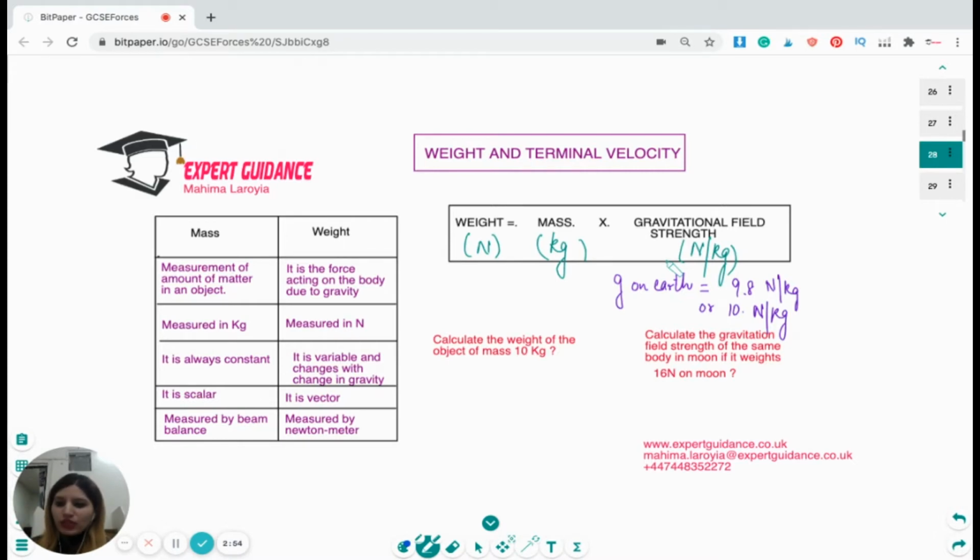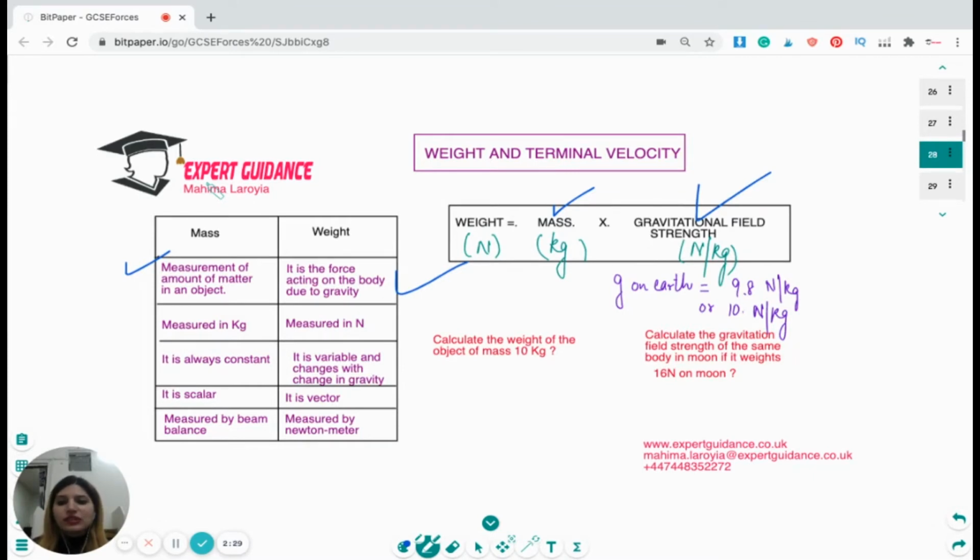So no matter whether you are on the earth, on the moon, or any planet, the mass of the object will remain the same. But the weight will not be the same because the gravity is different in all of these, and weight is the product of mass times the gravitational field strength. So the first difference between mass and weight is that mass is the measurement of the amount of matter in an object, whereas weight is the force acting on the body due to gravity.